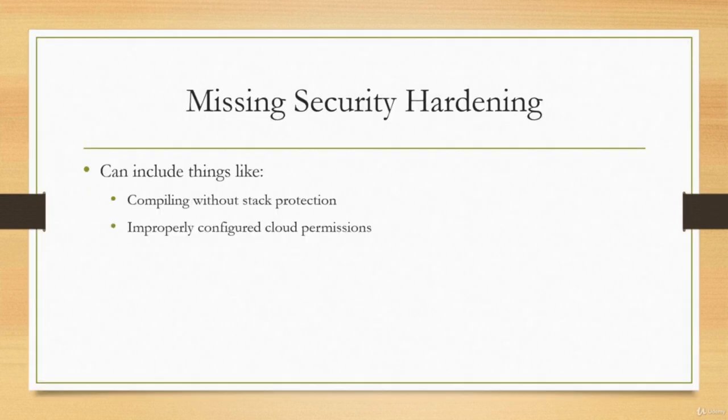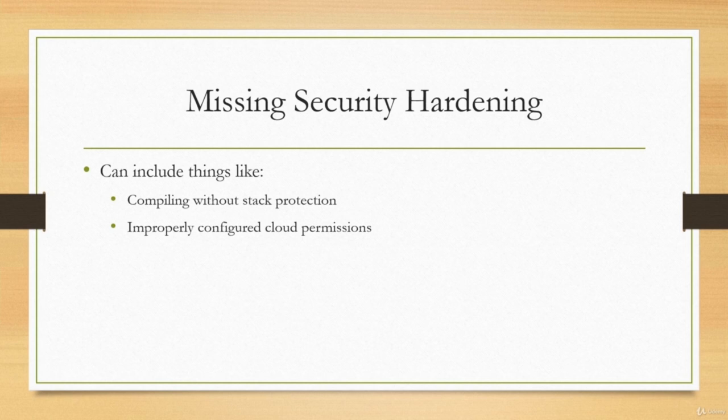So one of the biggest things that typically happens is people will miss different types of security hardening. Things like this can be very simple. It can be things like compiling your application without protections such as stack protection. Stack protection can help prevent buffer overflows in applications. So when you turn off this flag, sometimes you get a more efficient program, but you'll also get something that's more likely to be exploited with buffer overflows or those types of vulnerabilities.